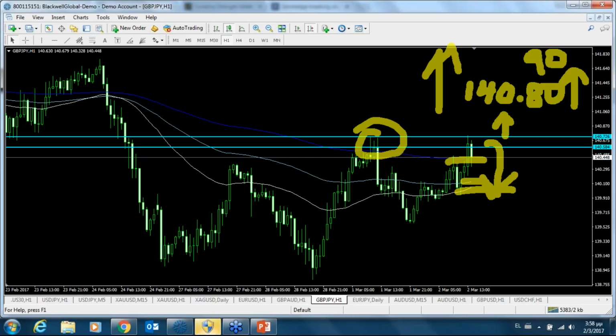So what is the conclusion? It's a very risky time to trade or have your trade open for GBP JPY at this stage because the price is not yet right.